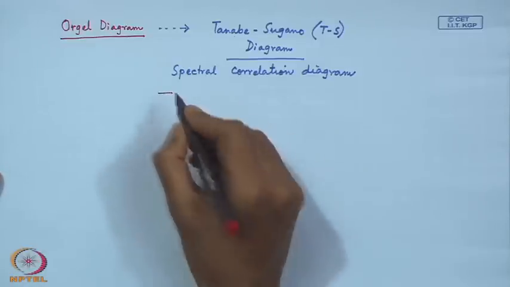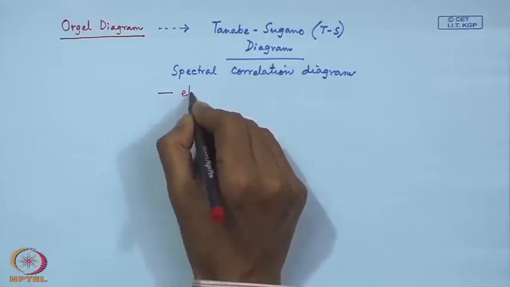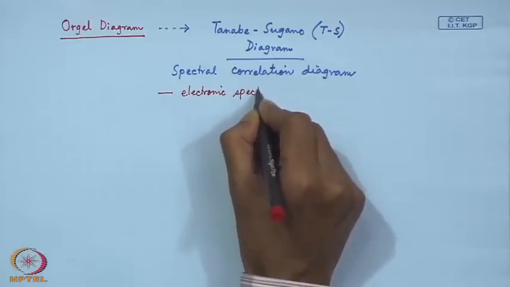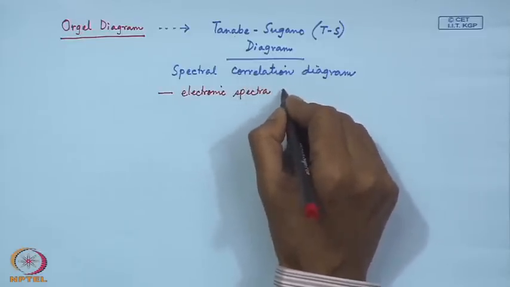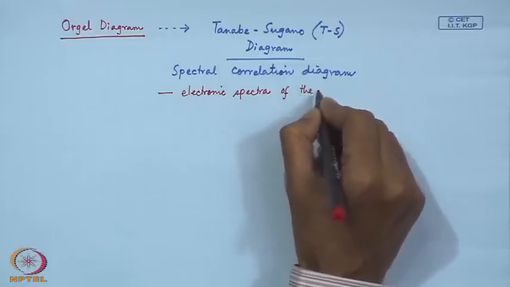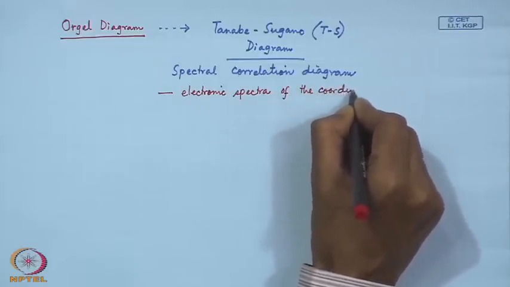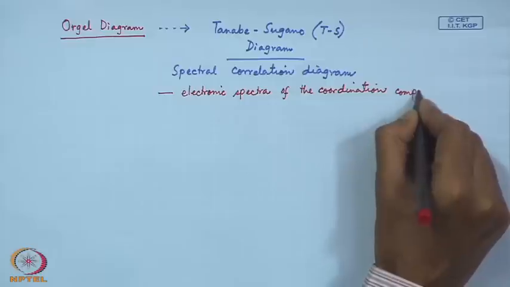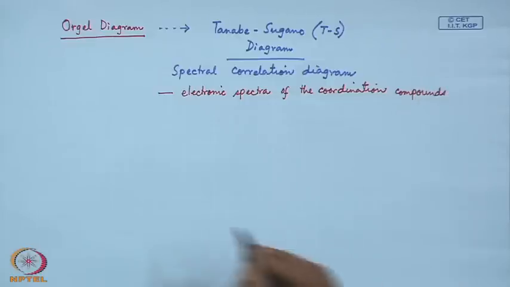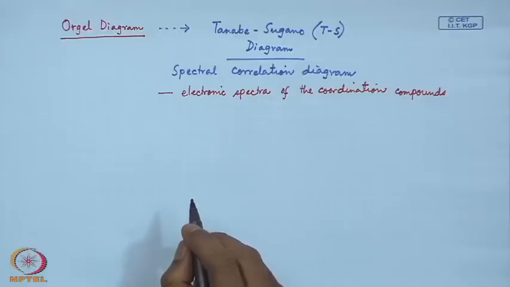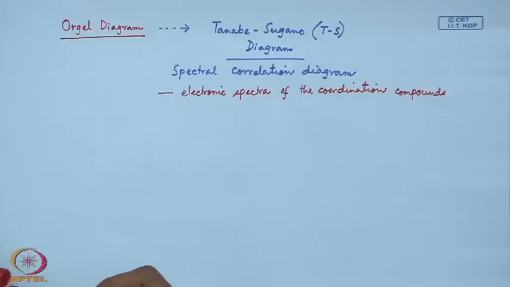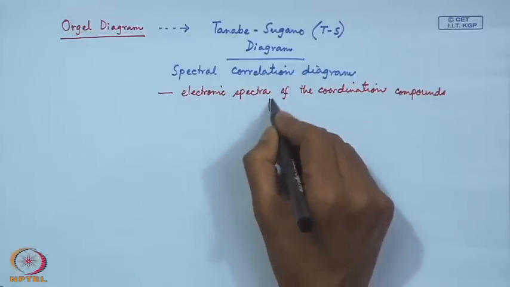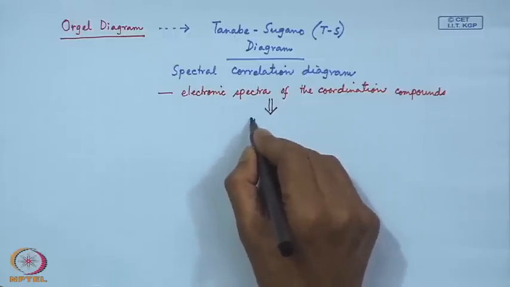So, we are still with the interpretation of the different electronic spectra of the coordination compounds. So, these electronic spectra of the coordination compounds when we are having, how we can interpret them. So, interpretation is very much important.